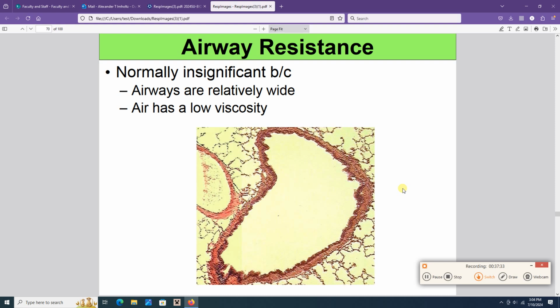I want to switch to a new topic right now, and that new topic is airway resistance. Now, we made a big deal about peripheral resistance for blood flow. Ain't such a big deal for air. So airway resistance is normally insignificant because airways are relatively wide and air is not thick. Air has a low viscosity.